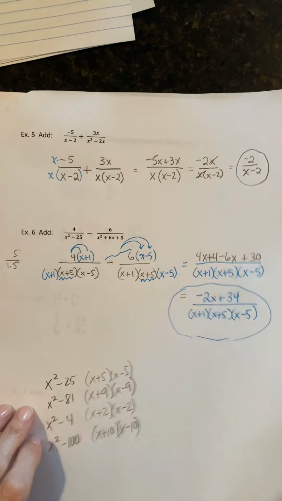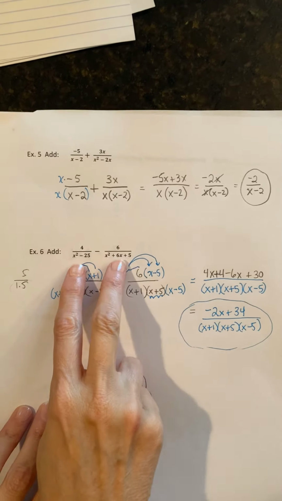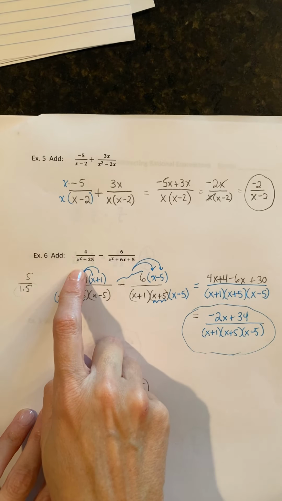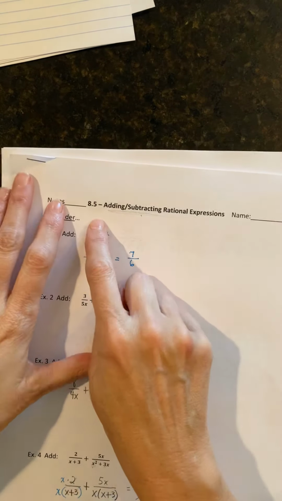All right, so like I said, addition, guys, not easy. You have to be able to see what the denominators have so that you can make them match. And that is tough. All right, so that is all there is to lesson 8.5.